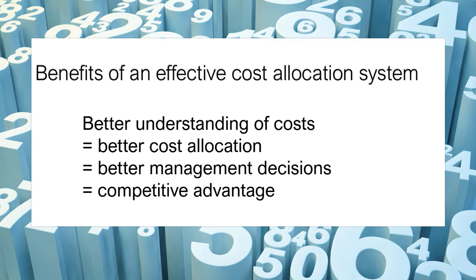The bottom line is that the benefits of having an effective cost allocation system for your overhead to each of your multiple products results in better understanding of the cost by management. And that results in better cost allocation, in other words, dividing up the cost of overhead between the different products. And then that results in better management decisions, determining the pricing of the products and which product mix you should go with. And that will lead to a competitive advantage for the organization.